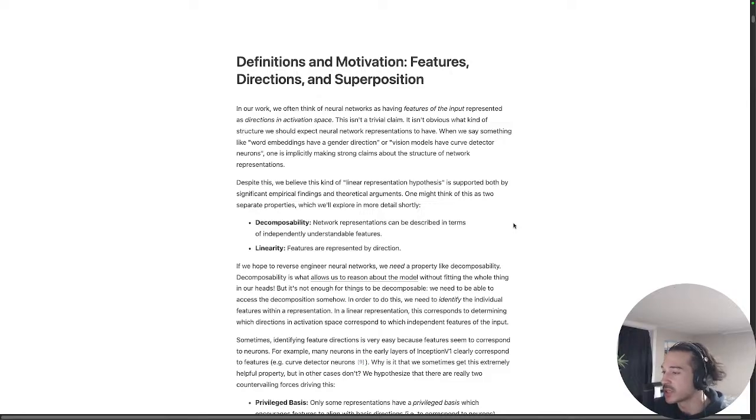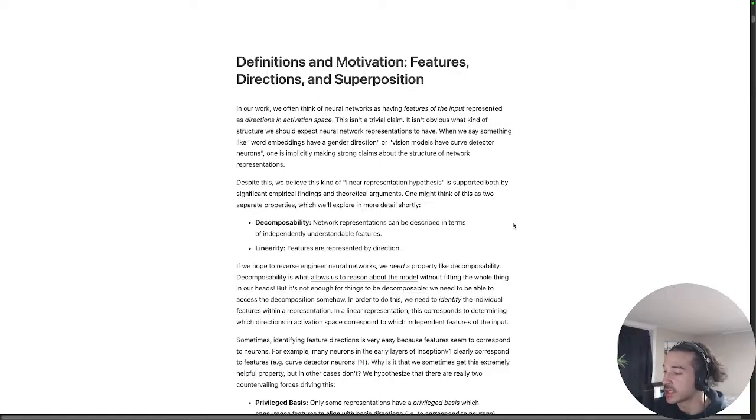If we hope to reverse engineer neural networks, we need a property like decomposability. Decomposability is what allows us to reason about the model without fitting the whole thing in our heads. It's not enough for things to be decomposable. We need to be able to access the decomposition somehow. In order to do this, we need to identify the individual features within a representation.